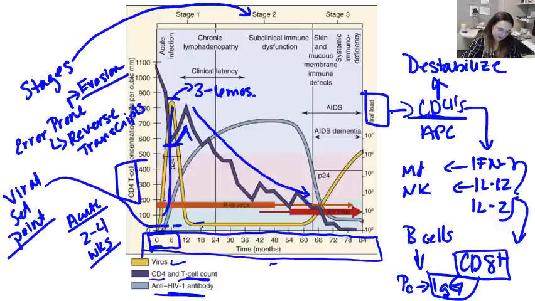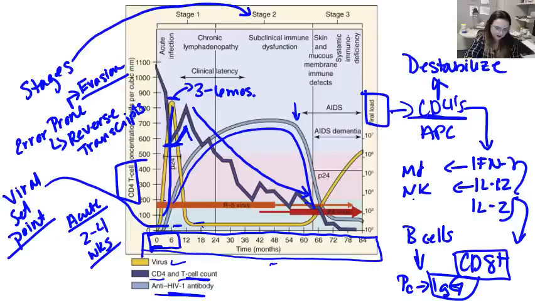And eventually, even though we still have antibodies being made, they're no longer effective. And eventually, when they're no longer effective, the plasma cells that are making them die off and we lose antibody too. And part of the reason that happens is when we lose CD4s, we lose IL-2, we lose interferon, we lose IL-12. And so we don't have anything to support the B cells that might potentially help us make new neutralizing antibodies.